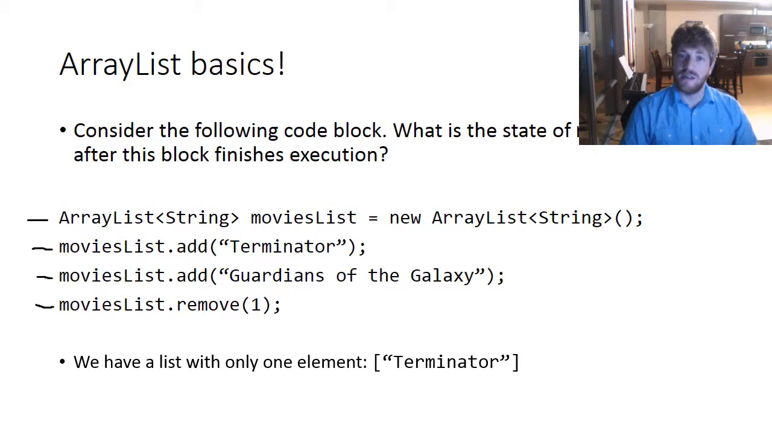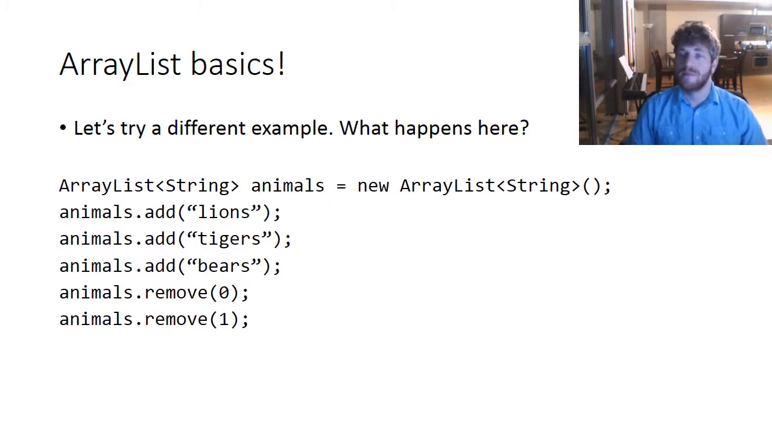How about another example? What happens here? I make a new list called animals. I add lions, then tigers, then bears. And then I remove the item at index 0 and the item at index 1. Take a couple of minutes, trace through this in your head, and think about what the state of the list is when this block is finished executing.